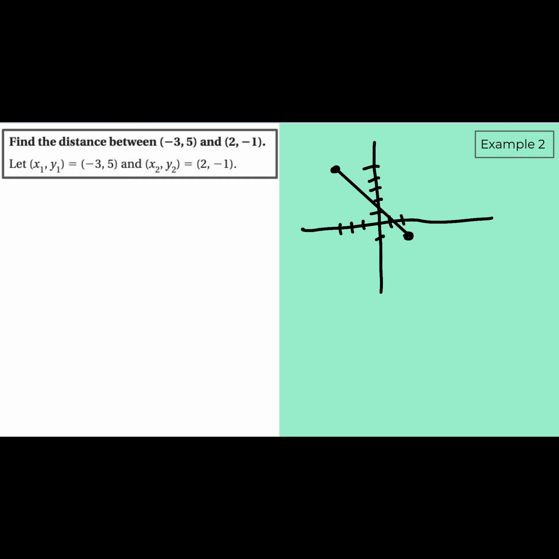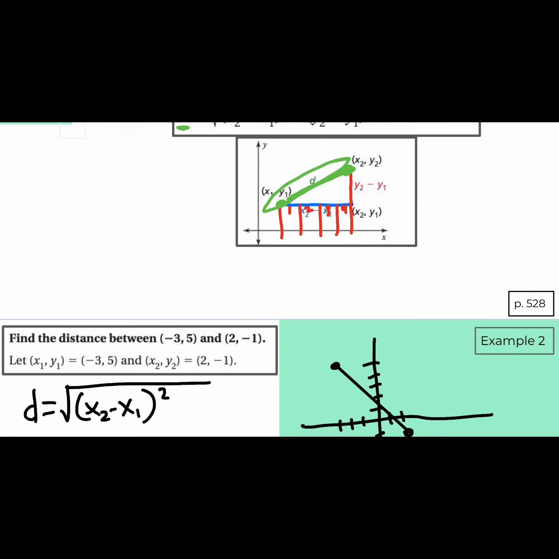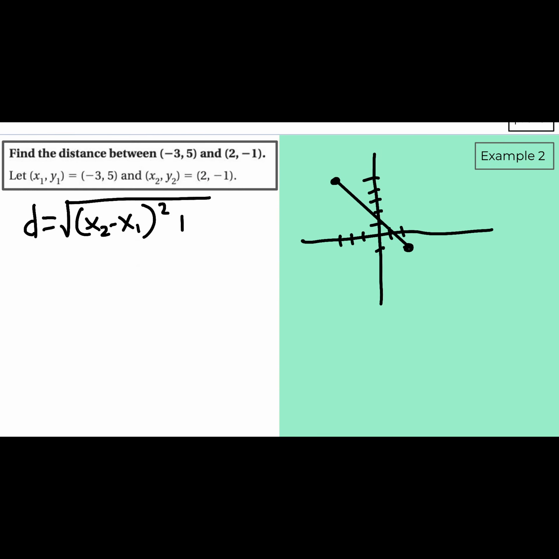So that's our line, and we know the distance formula is to find the distance of that line, square root of x2 minus x1 squared, plus y2 minus y1 squared. And it says that we are going to have x1, y1, x2, y2. So now we just need to plug these things in. I'm just plugging things in.